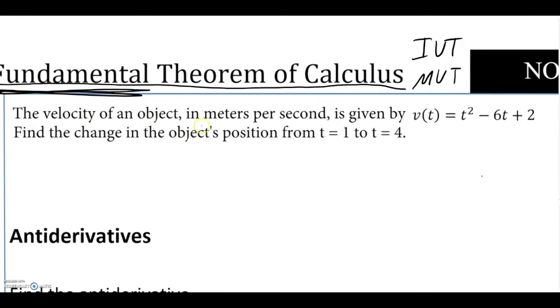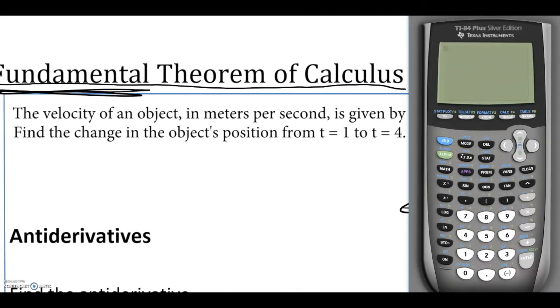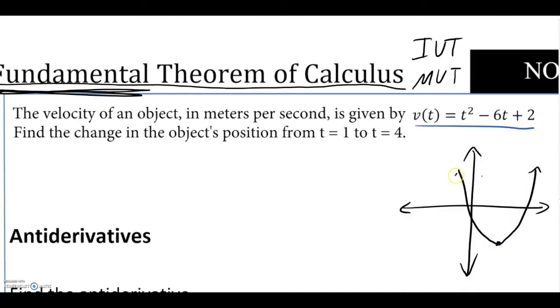The velocity of an object in meters per second is given by v of t equals t squared minus 6t plus 2. And that function would be a parabola. If we want an idea of what it looks like, we're going to come in here to our y equals menu, go ahead and graph it, and see that it appears to have a vertex at about 3, about -6 or 7. Its graph looks something like this.